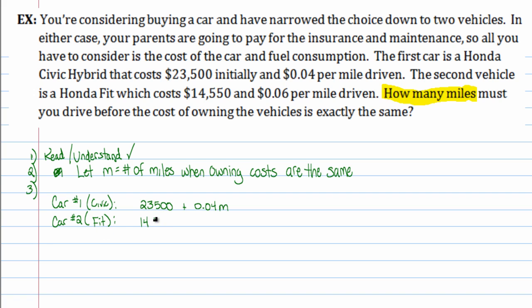It's actually a cheaper car. That's very attractive, right? $14,550. And it costs you 6 cents per mile. So a little more expensive for fuel because the fact is it probably gets less miles per gallon. That's probably why. So these are the costs of owning the car. And we want to know, when are the costs the same?